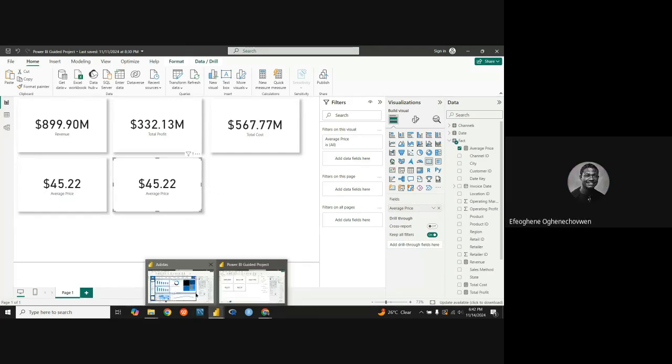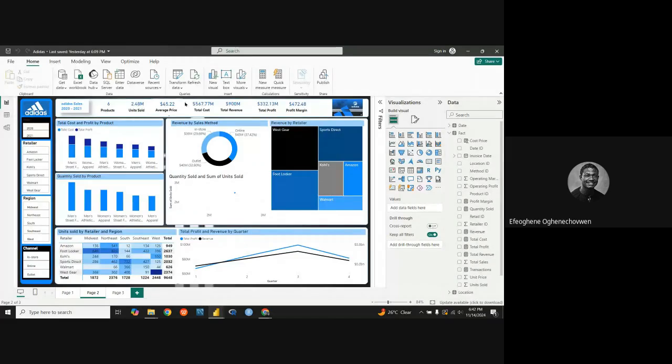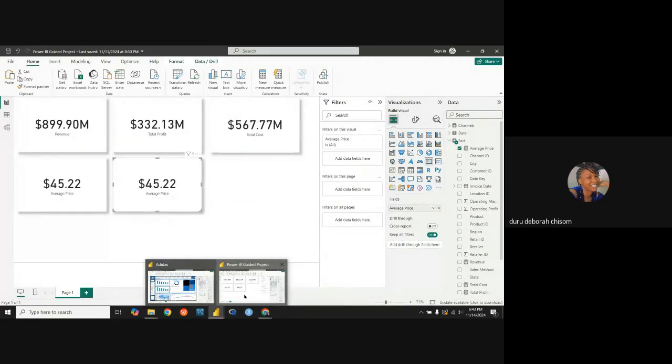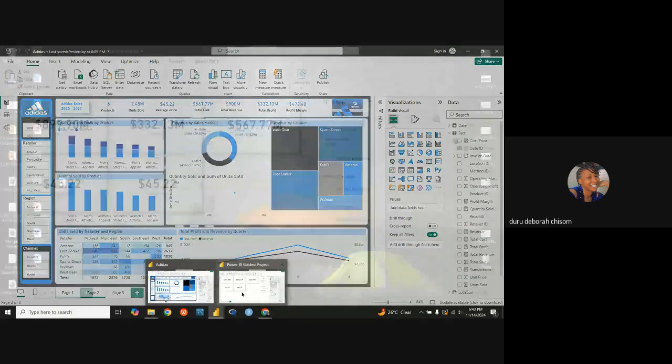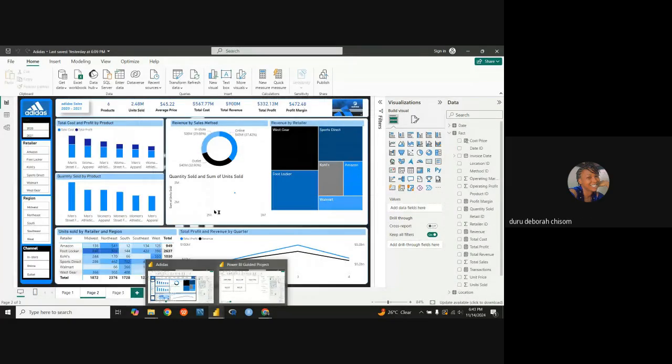What is missing? What I meant was that it is only 4 KPIs that we've gotten, not 5. Which are units sold, average price, total cost, total revenue. We've not gotten total profit. Units sold. Okay, units sold.